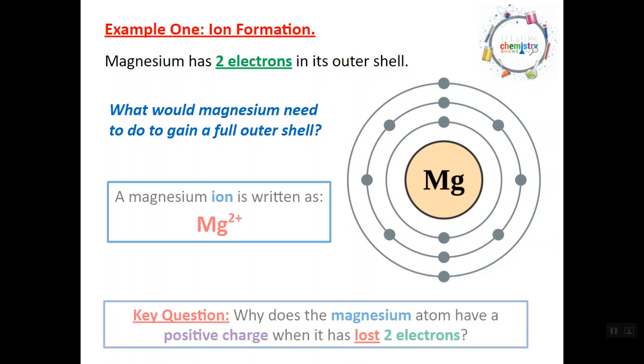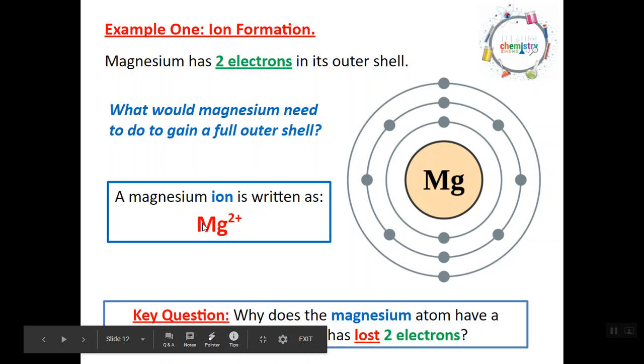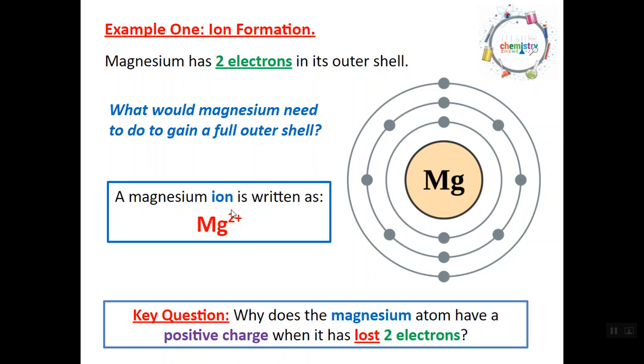Now, when we write this as an ion, we have to say magnesium. Then we have to say how many it has gotten rid of. So it's gotten rid of 2. And then whether it is positive or negative. Now, why does the magnesium atom have a positive charge when it loses 2 electrons?